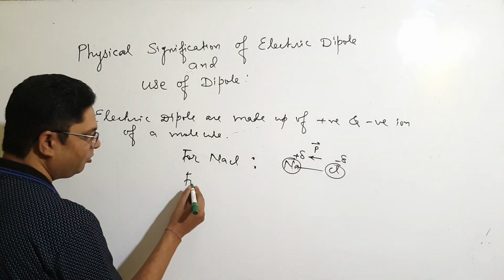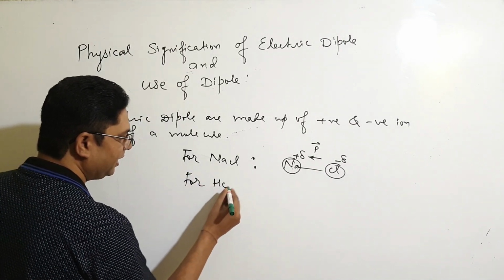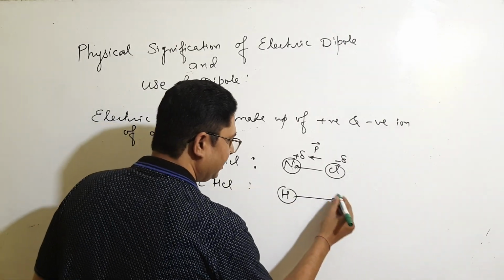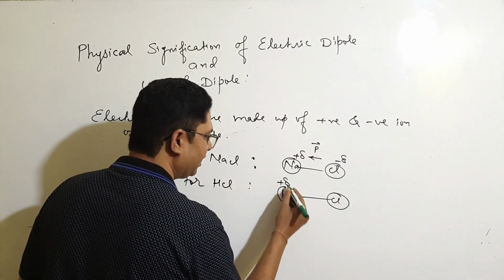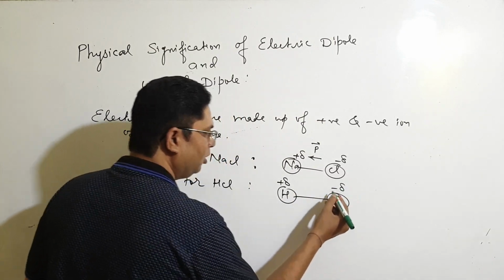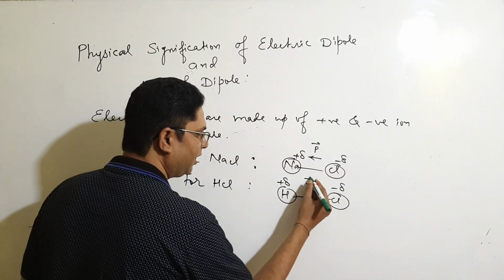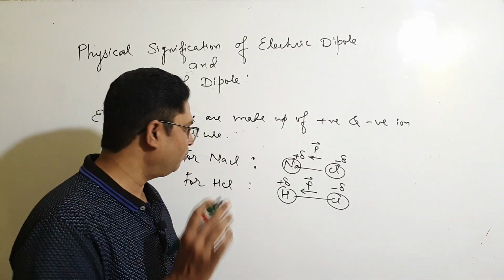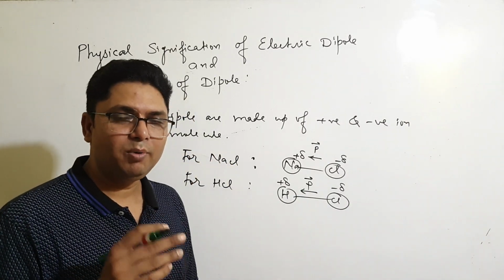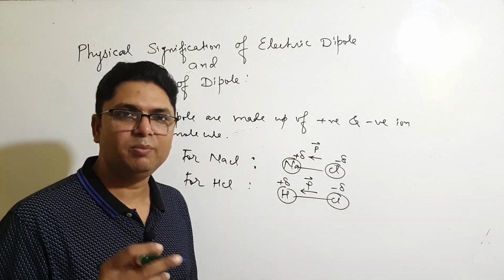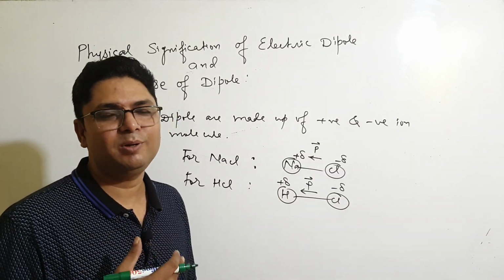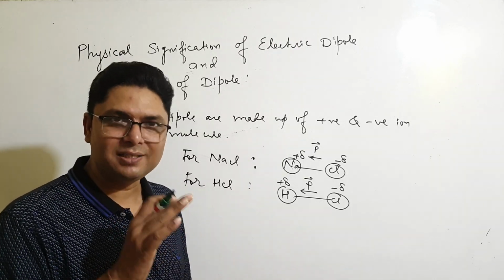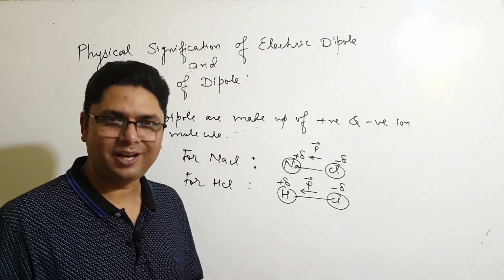In the same way, if you talk about HCl, H is plus charge and Cl is again minus charge. So from plus to minus you have dipole moment P. These are simple molecules having two atoms, but when we talk about molecules having more than two atoms, this becomes complicated. Then the complicated array can be understood by knowing about the dipoles.